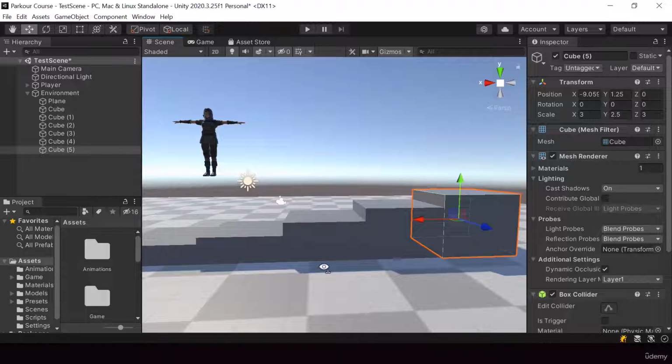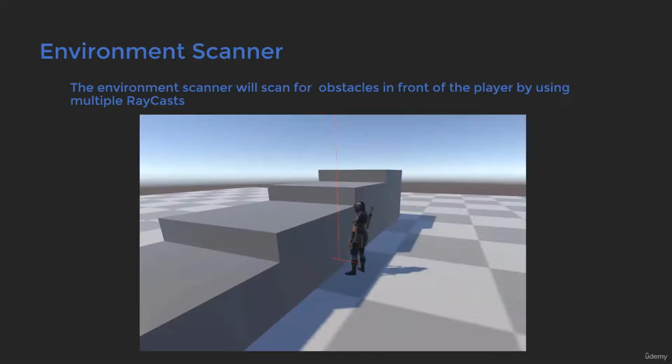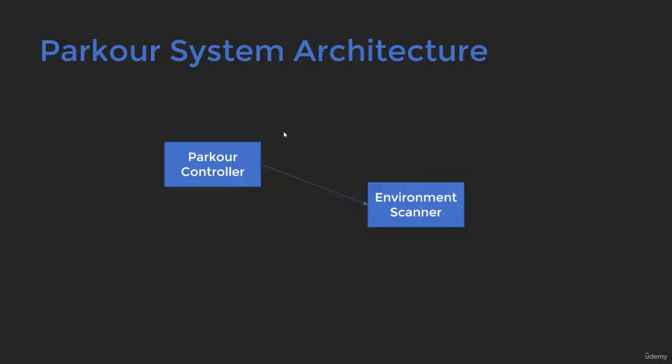So next we can start building our parkour system. The parkour system is going to consist of two components, the parkour controller and the environment scanner. The environment scanner will be responsible for scanning obstacles in front of the player, and the parkour controller will perform the parkour action based on the data of the obstacle detected by the environment scanner.